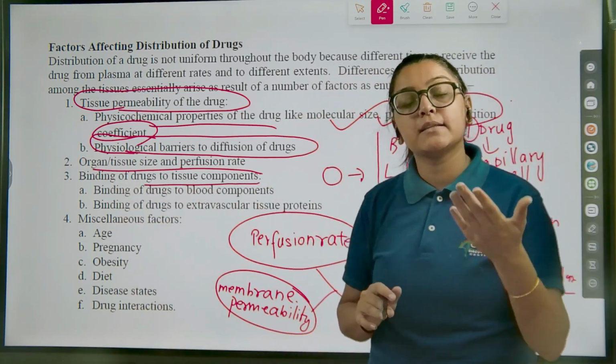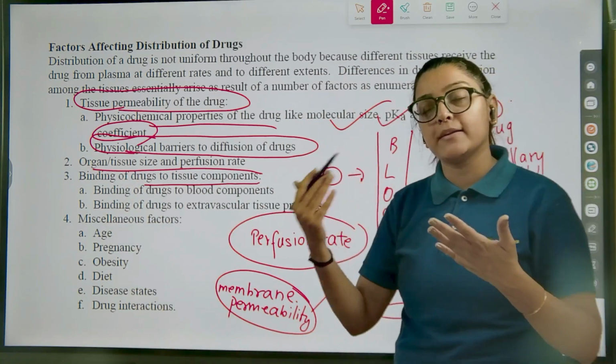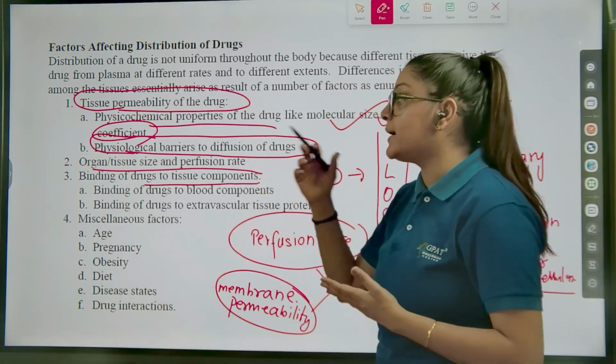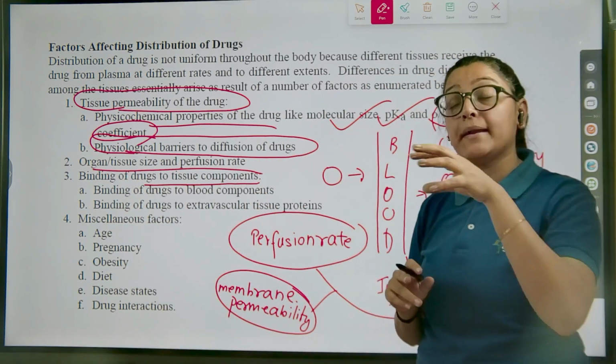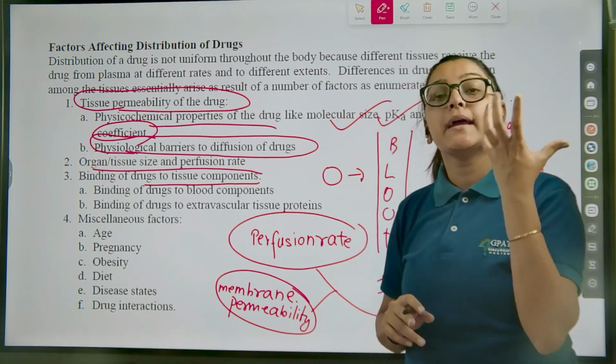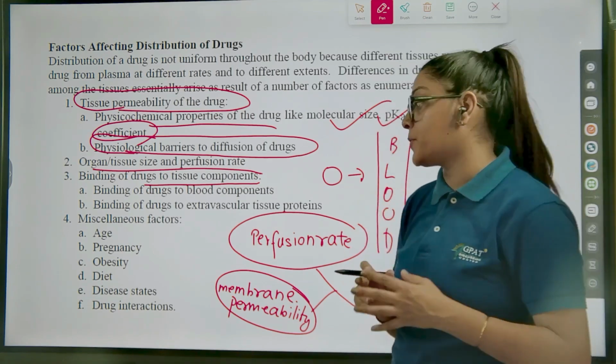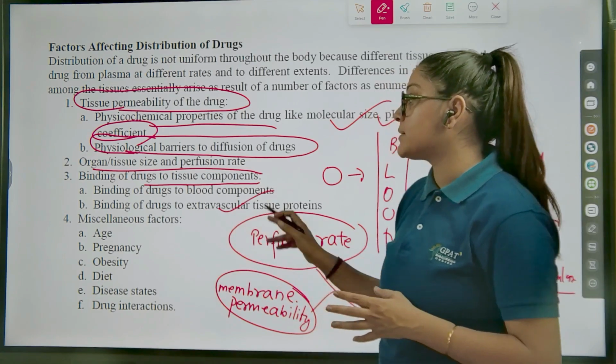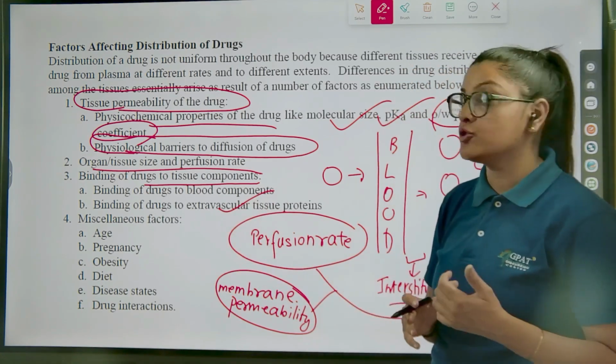Then comes the binding of drug to the tissue compartment. We have already seen that the drug either binds to the protein or binds to the tissue compartment. That binding will alter its pharmacokinetics, its size will be altered, and so its properties are going to be altered, as well as the binding of the drug to the extravascular tissue proteins.